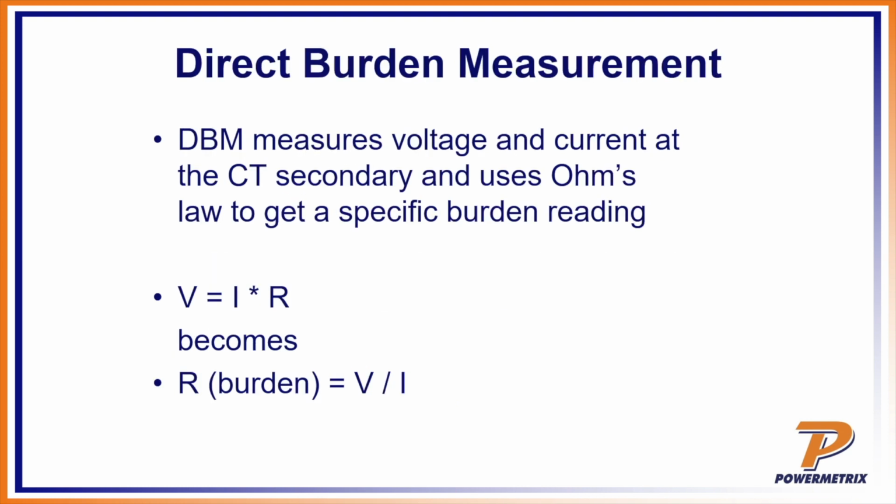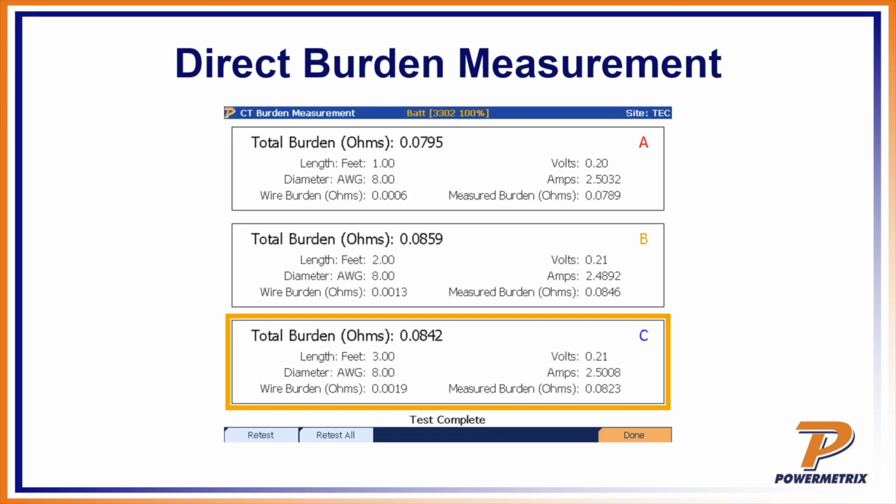Maybe something like that. Well, a direct burden measurement is another tool that you want to use for your site installation checks. A direct burden measurement measures voltage and current on the CT secondary and uses Ohm's law to get a specific burden reading. This is important because you're getting a direct reading on the site, live, under operating conditions. You remember that V is equal to IR, or voltage is equal to current times resistance, and that becomes resistance is equal to voltage divided by current, or my burden is equal to my voltage divided by my current.